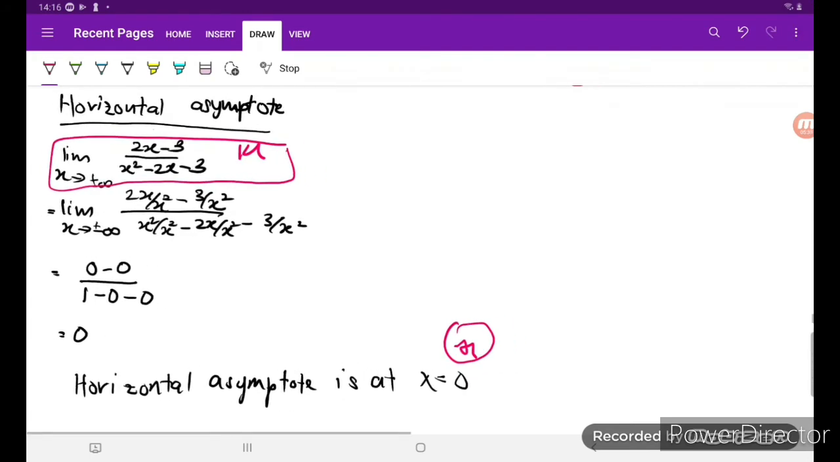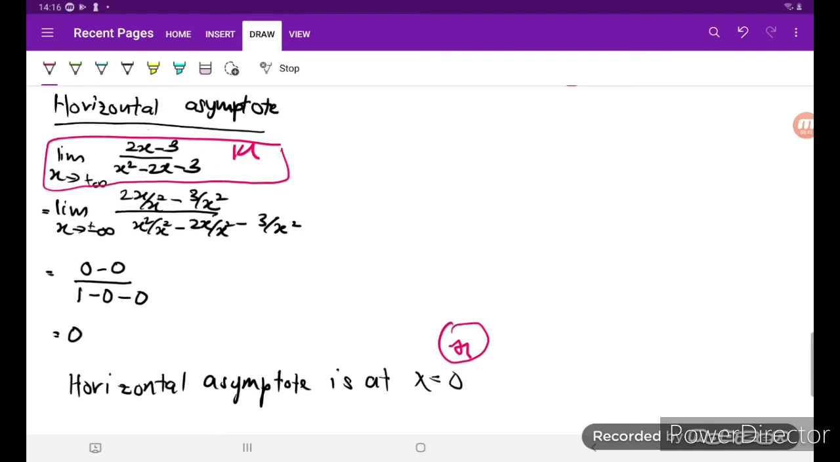Okay. If you don't want to write this one, you can put here y equals to. Okay. So kalau macam gini, ini J1. You tak ada ni pun tak apa. Tapi kalau tak tulis, you can tulislah horizontal asymptote is at x equals to 0.